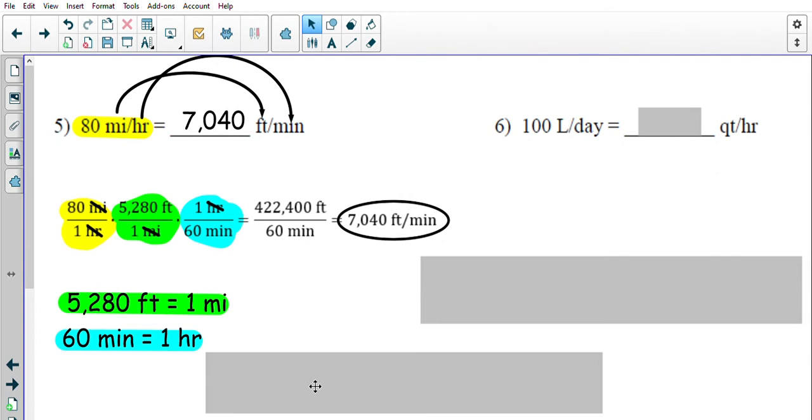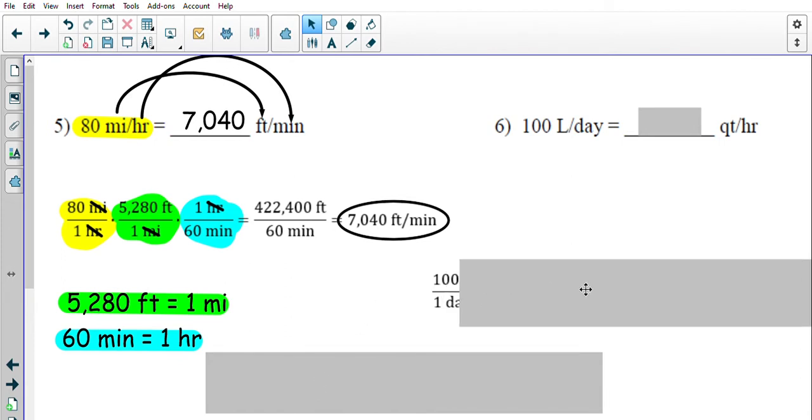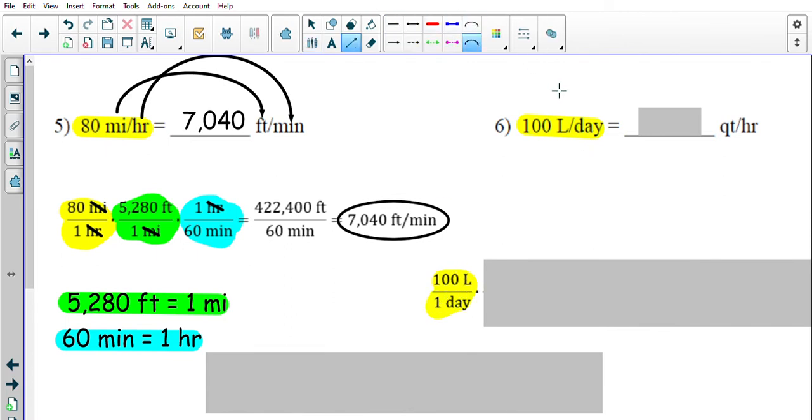Let's talk a little bit about question number 6. So we've got 100 liters per day. We're converting that to quarts per hour. So for this, we want to start with 100 liters per day. It's our first fraction. Then we want to convert between liters and quarts. And there's a couple of different conversions on your guided notes, and you can use either of those.